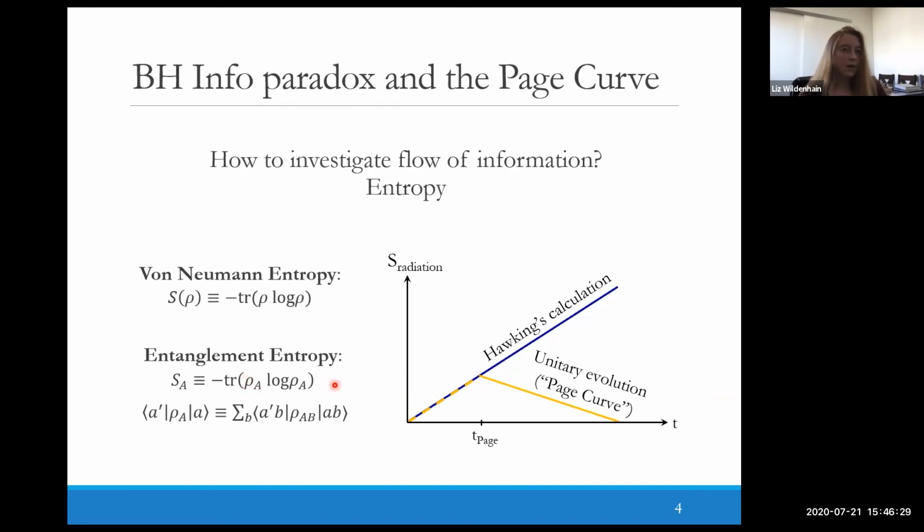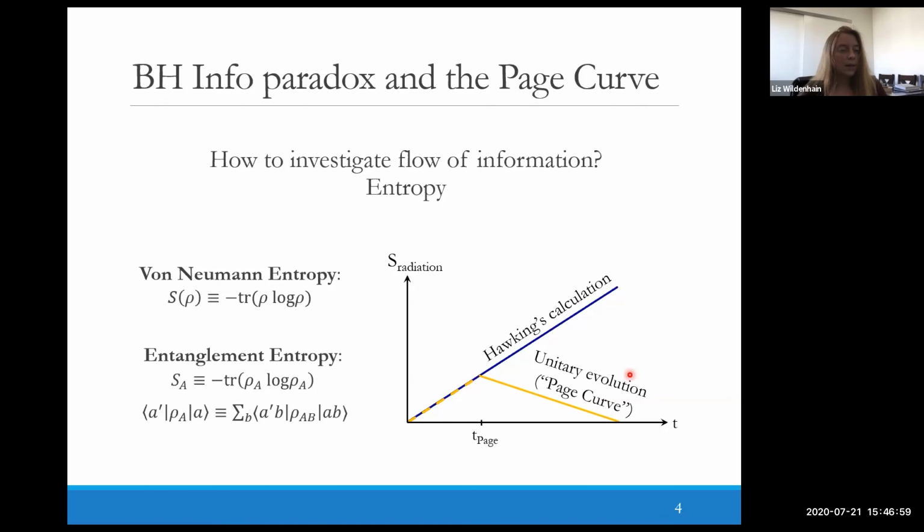So if we wanted to look at the information flow during black hole evaporation, we could look at the entanglement entropy of the outgoing radiation. And Hawking predicts a different curve for this entropy than unitary evolution. So Hawking predicted that since the radiation comes out in a thermal state, the entropy should just continue to increase as the black hole evaporates.